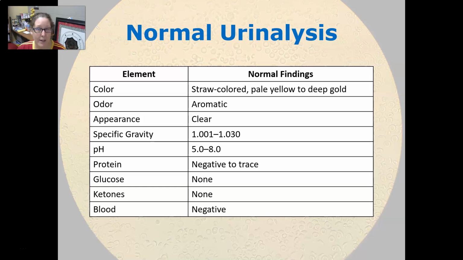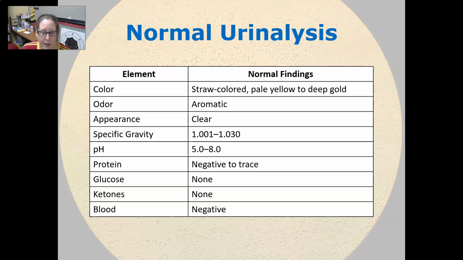So, a quick look at what a normal urinalysis or normal urine composition would look like. So the color should be straw colored, pale yellow to deep gold. It has just kind of an aromatic urine odor. It should not have a strong ammonia odor. It should be clear. Specific gravity is fine all the way from 1.001 to 1.030. So 1.001 would be very dilute. 1.030 would be more concentrated.